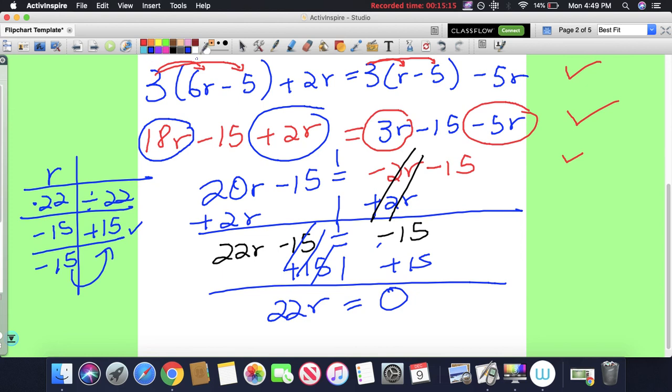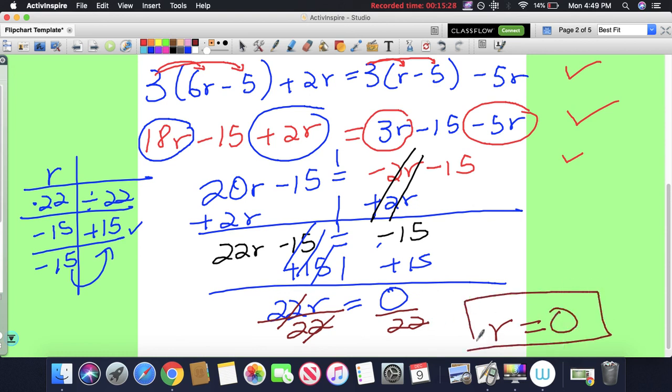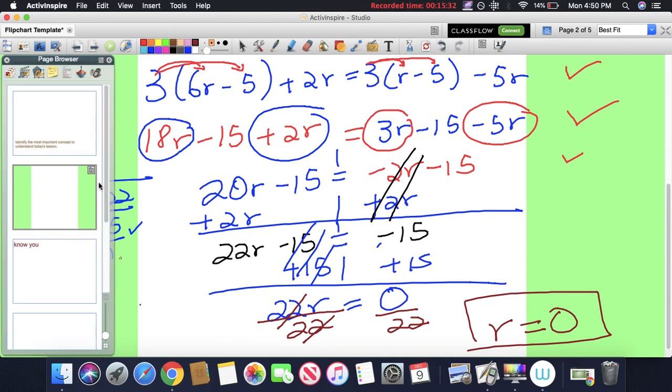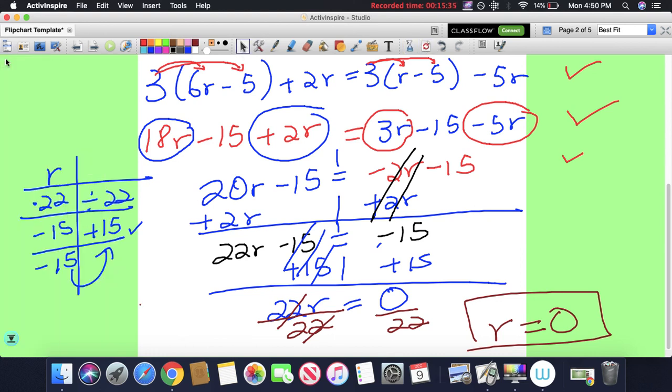Second thing I'm going to do is divide both sides by 22. So divide by 22 and divide by 22. 22 divided by 22 is just 1. 1 times r is r. And 0 divided by 22 is just 0. So the answer is 0. So let me bring this down, and I'm going to check my answer.